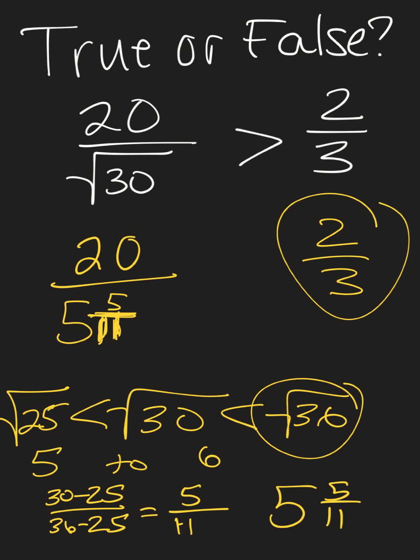So 5 divided by 11 is approximately 0.45, okay? So 20 divided by 5.45 gives us about 3.7, and that is indeed larger than 2 over 3, which is smaller than 1.